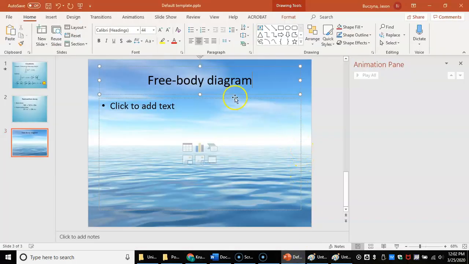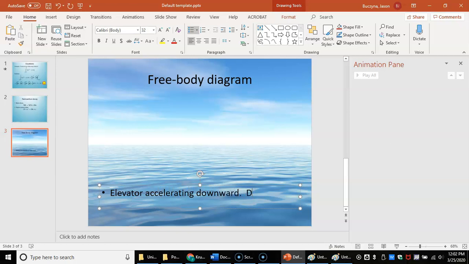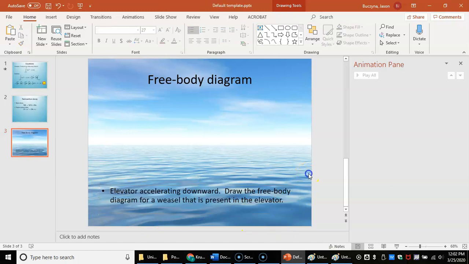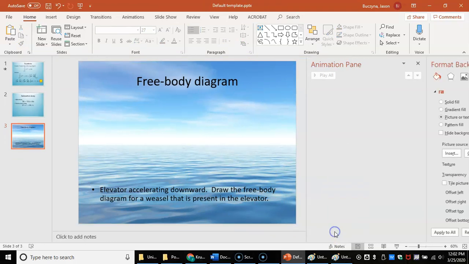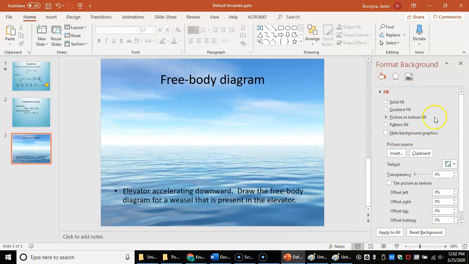So I go into here, and let's say I don't want too much here. I'll just say elevator accelerating downward. Draw the free body diagram for a weasel that is present in the elevator. Well, let's say I want a different background here. So I right-click, Format Background, and I get rid of my animations here.